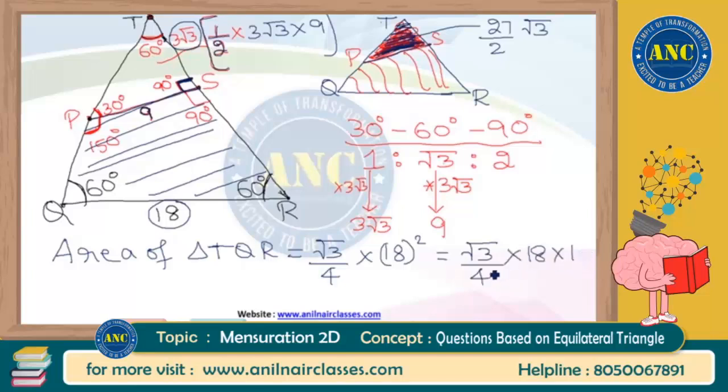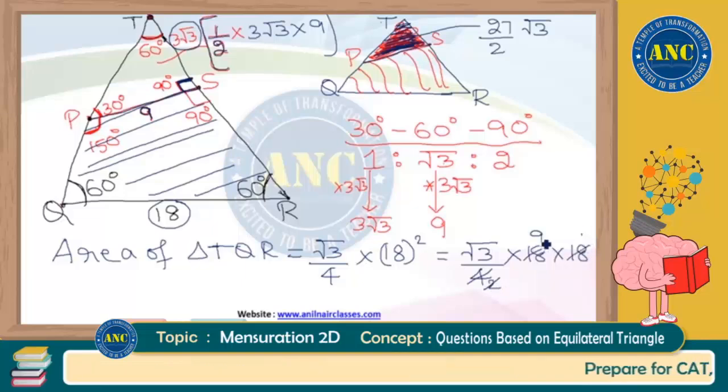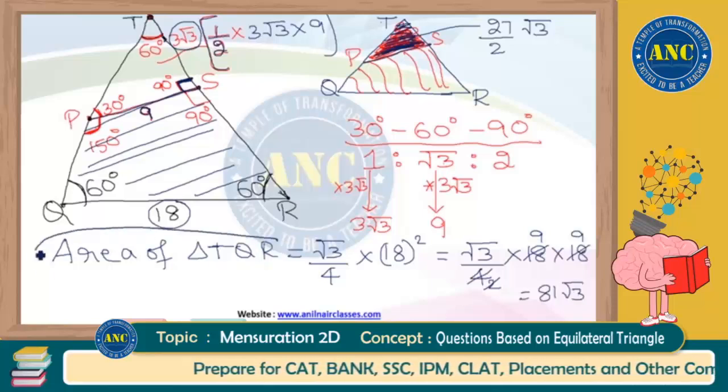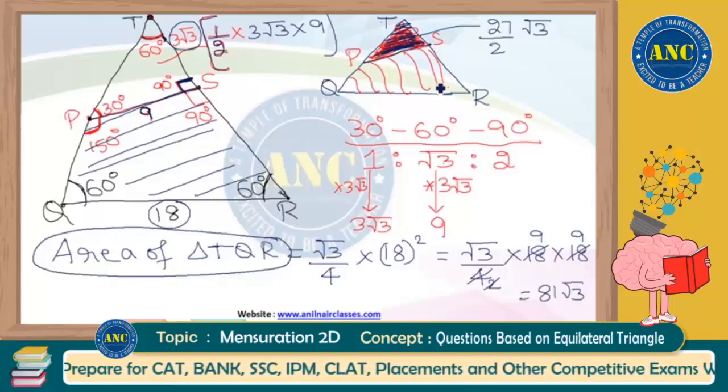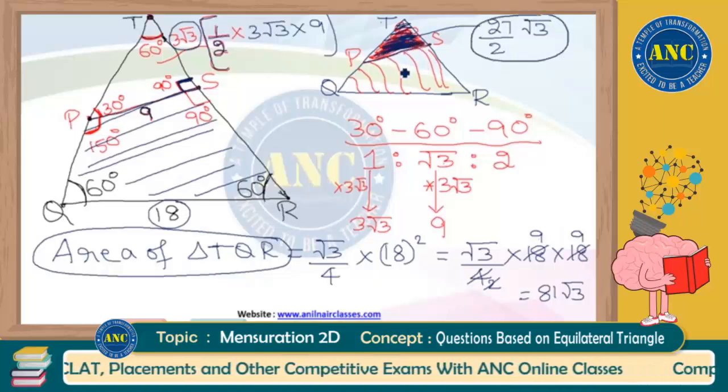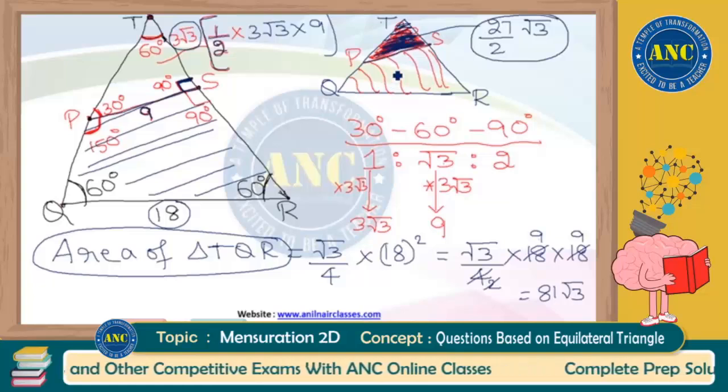18 into 18. So 18 into 4, 2 into 2 is 4. 2 into 9 is 18. 9 into 9 is 81 root 3. I hope I am making sense. So that means from this bigger triangle TQR, cut off this portion of 27 root 3 by 2. I will be left with the quadrilateral.